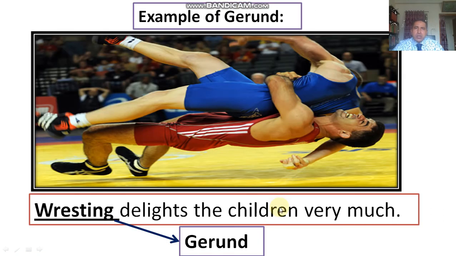Dear students, let's know some examples of gerund. Wrestling delights the children very much. Here wrestling is gerund because after adding ing with the verb, it has become gerund. Here gerund is placed in the sentence as subject, such as noun.